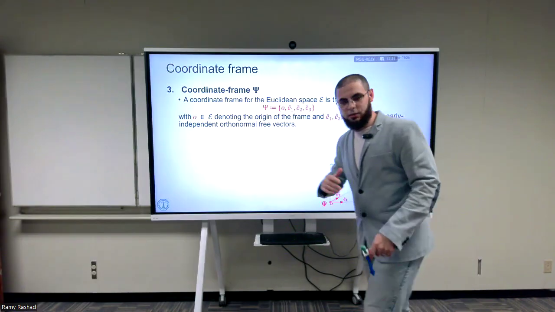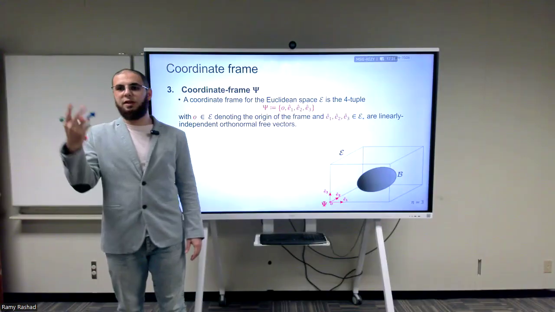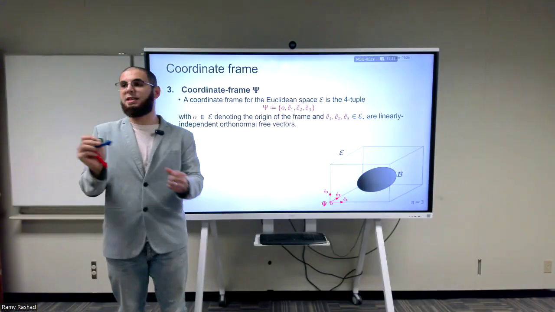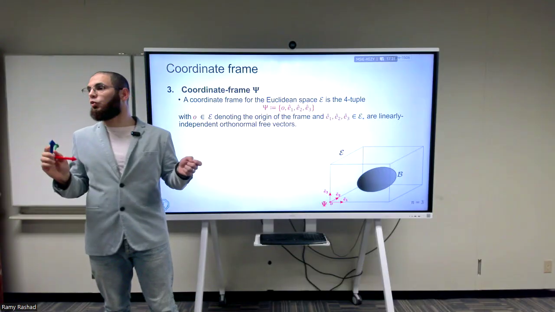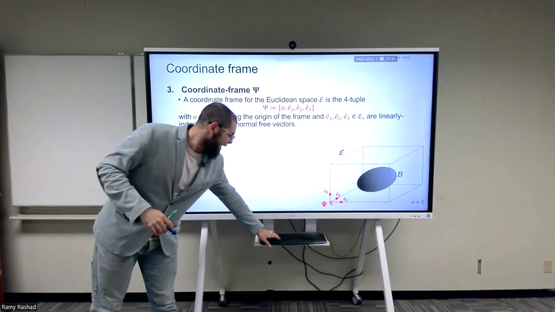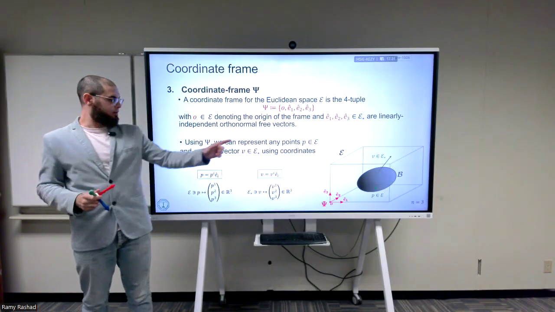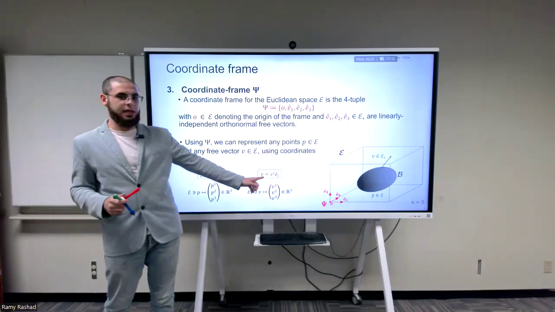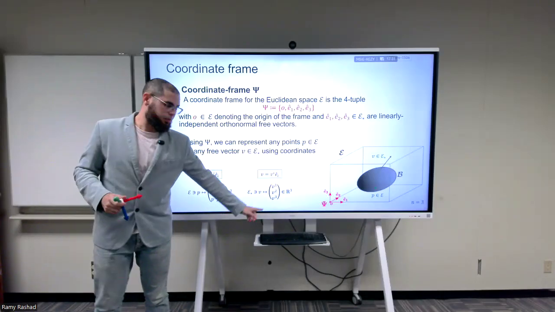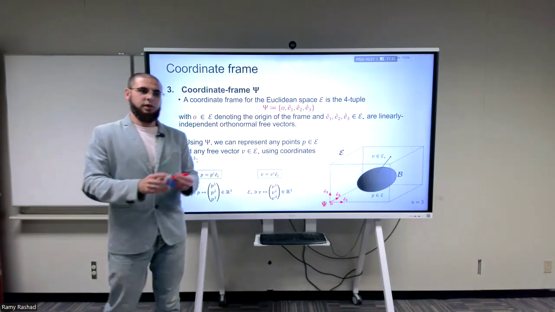So what do we use these coordinate frames to do? We use them for 2 things, and you usually mix both. But now I hope you're going to see that they are actually used in 2 completely different ways. We can use the coordinate frame to represent any point by 3 numbers. And I can also associate to any free vector 3 numbers.